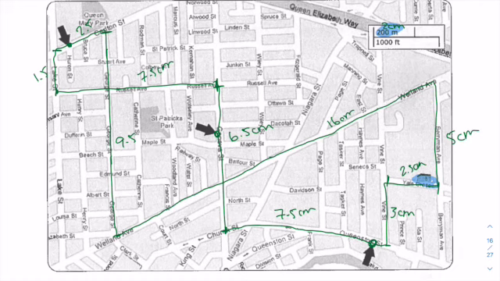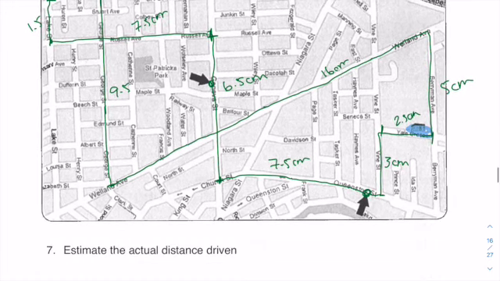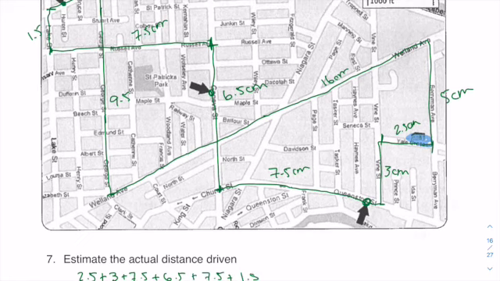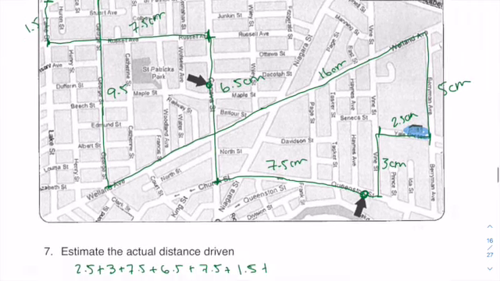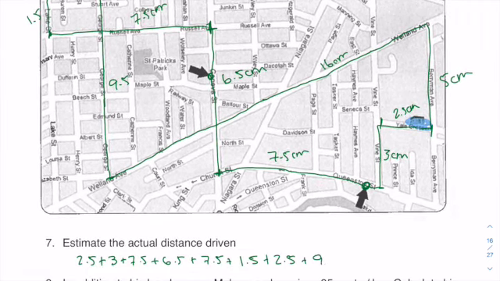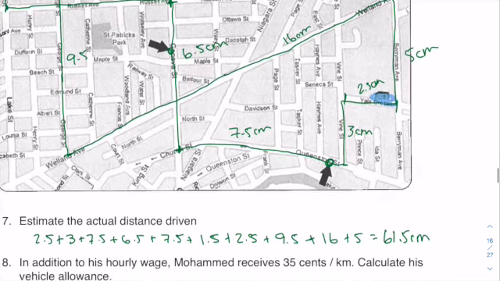So what you would have to do is add all these distances up. So we start with 2.5 plus 3 plus 7.5 plus 6.5, our 7.5 again, our 1.5, 2.5, 9.5, lots of 0.5s, and then 16, and then 5. So all this added up together gives you 61.5 centimeters, and that we now need to convert into meters.